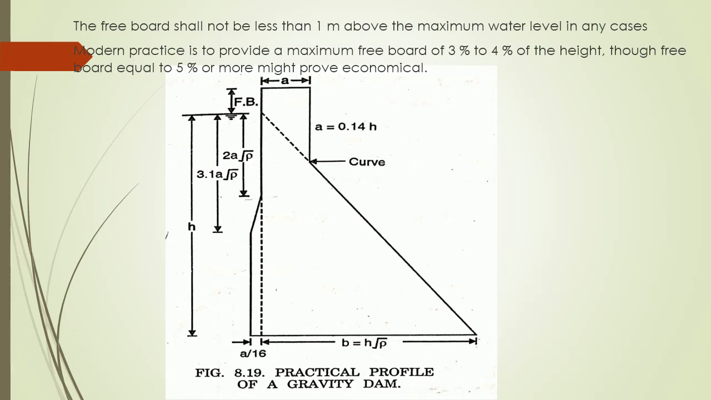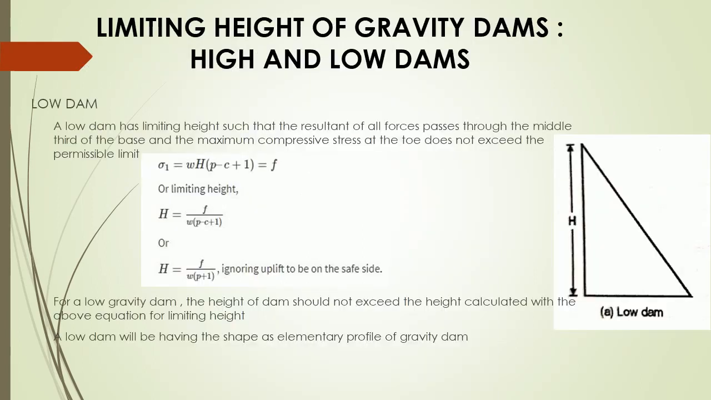Diagram shown here is the practical profile of a gravity dam. Now we shall move to the topic, limiting height of low gravity dams. A low dam has a limiting height such that the resultant of all forces passes through the middle third of the base, and the maximum compressive stress at the toe does not exceed the permissible limit given by this equation. For a low gravity dam, the height of the dam should not exceed the height calculated with the above equation for limiting height. A low dam will have the shape of the elementary profile of a gravity dam.